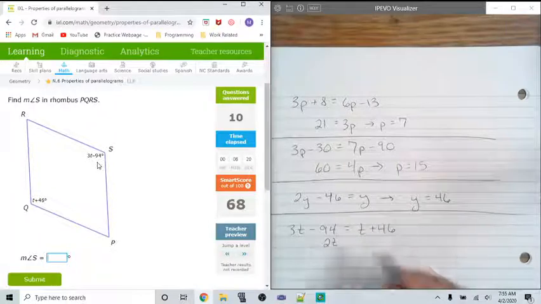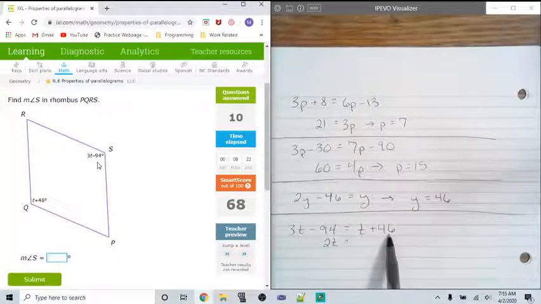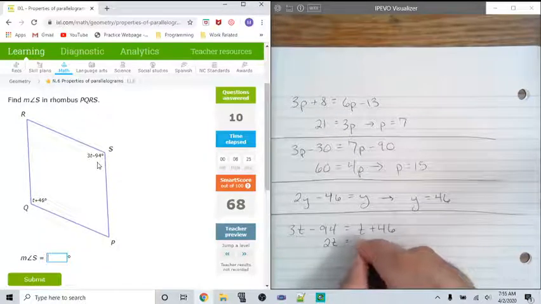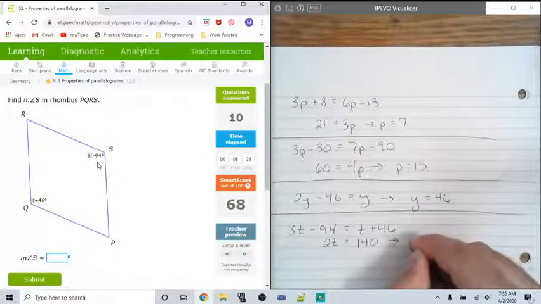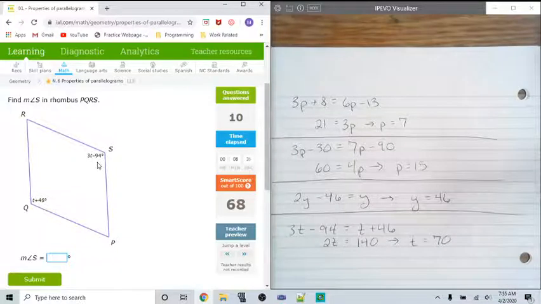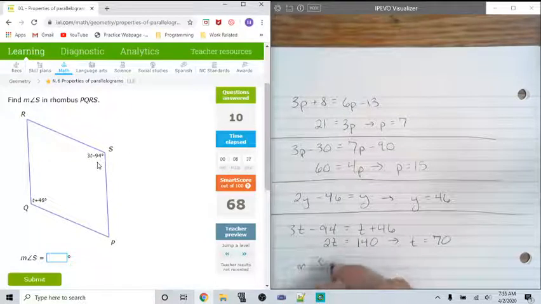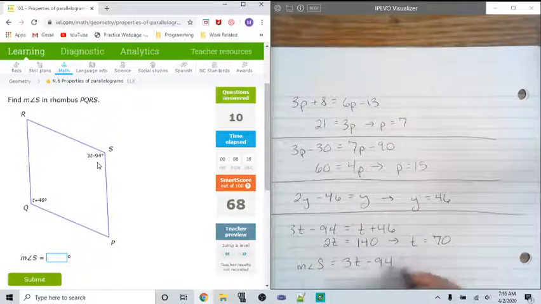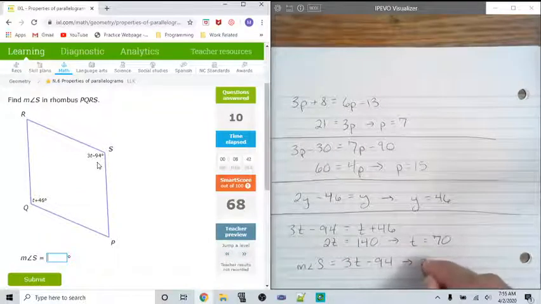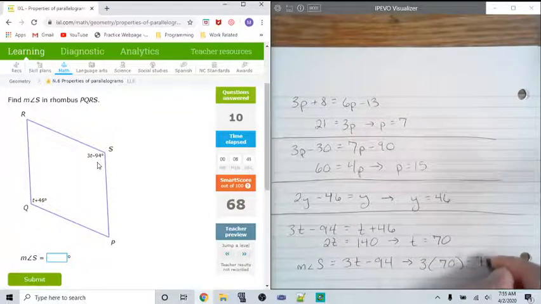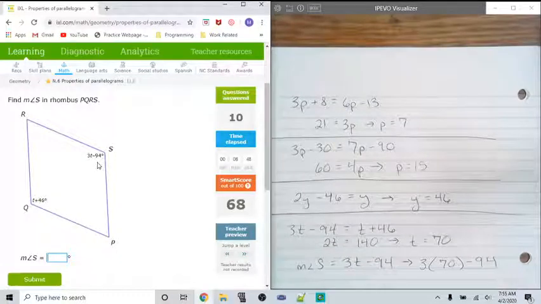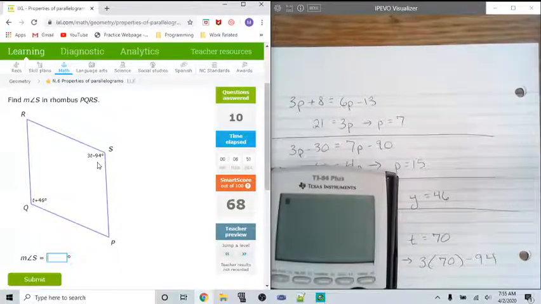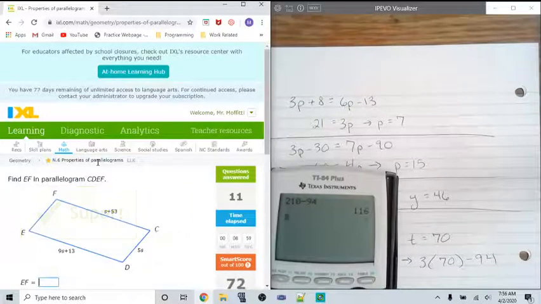I'll subtract t from both sides. I'll add the 94 to this side, so that's going to be 140. And that tells me that t is going to equal 70. Now, it said find the measure of angle S. So I'm going to take 3t minus 94, and I'm going to substitute in that 70 degrees into this problem. Just for the sake of time here, we'll grab a calculator real fast, and we get 116 for our answer there. So we're just plugging our values back in here.